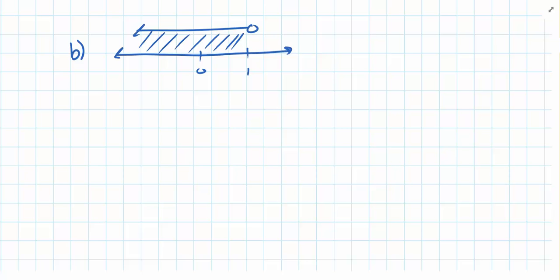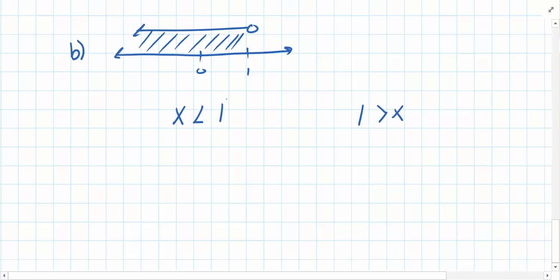Daniel, what do you say, buddy? X is strictly less than 1. Absolutely. X is less than 1. Is there another way that I could write that? Yes. What's the other way I could write that? 1 is bigger than x, right? Do you see how this one, to me, makes more sense to write it like that, right? I want all numbers that are less than 1, right?